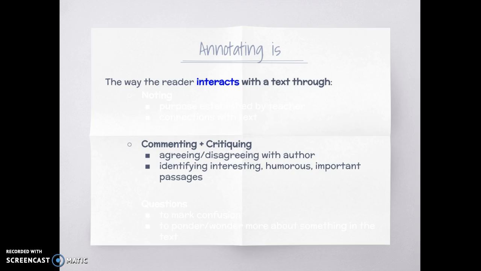You can also do this by commenting and critiquing. You can agree or disagree with the author. Some articles are heavily biased, and so they lean one way or the other. So you can write down the parts that you agree with or that you disagree with. You can also identify points that are interesting, that are funny, that are important, or anything that really jumps out at you and strikes you as something important to note.